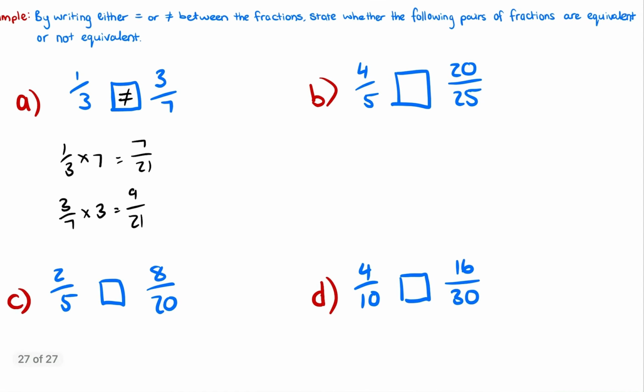The next one is 4 over 5 and 20 over 25. I know 5 times 5 is 25, so I'm going to test by going 4 over 5 times 5. 4 times 5 is 20, and 5 times 5 is 25, which means that they are equivalent. So that's a real quick way to check, seeing if they have a highest common factor. Let's multiply and check.